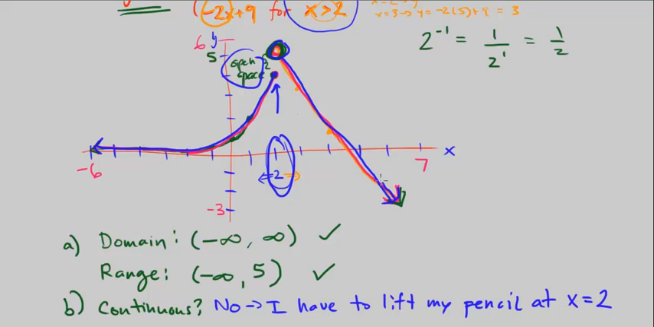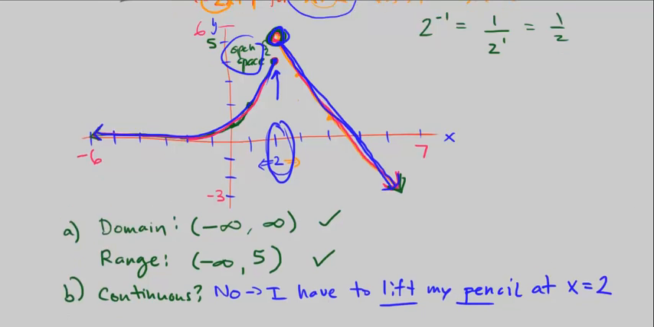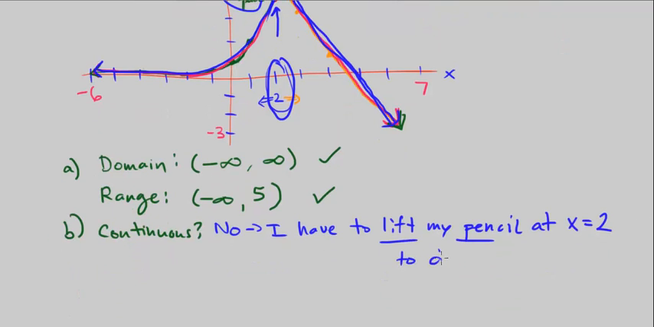I have to lift my pencil at x is equal to 2. So if I started at the right, I could go all the way to x is 2, draw the open circle, but I would have to lift it to get to this section. Okay? So no, it's not, because I have to lift my pencil at x is equal to 2 to draw the graph of g of x. Alright, so this ends CPM Precalculus Chapter 2, Number 6.